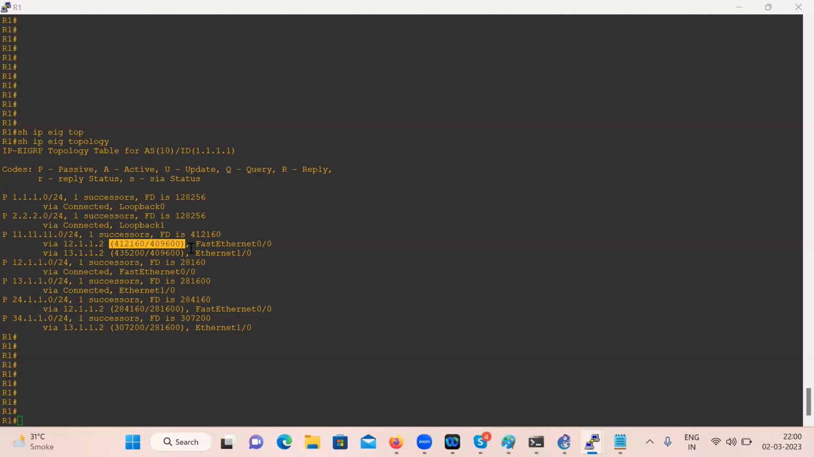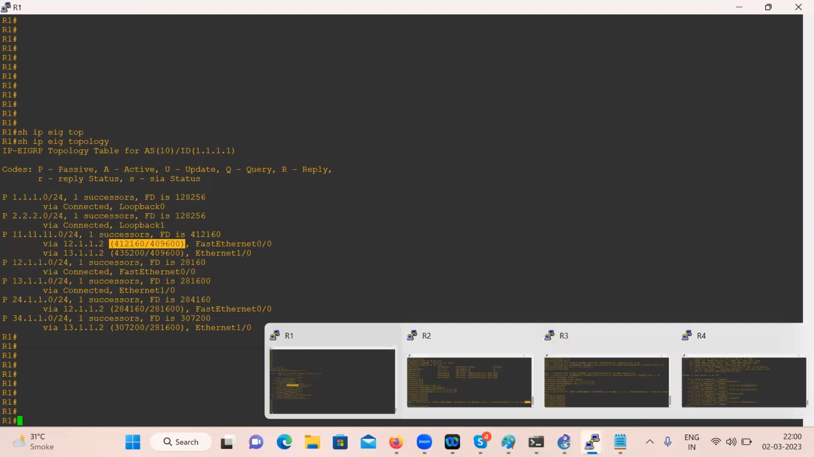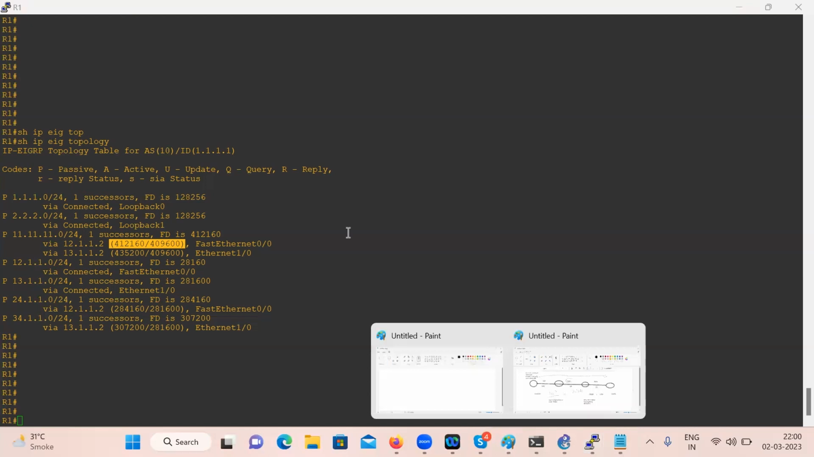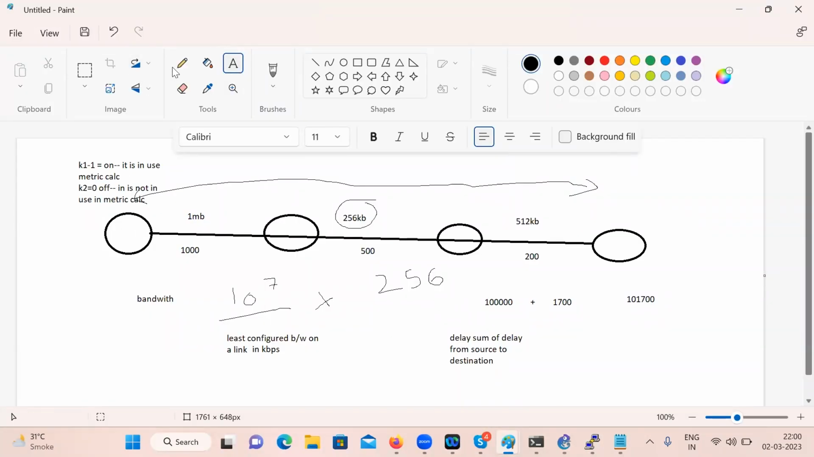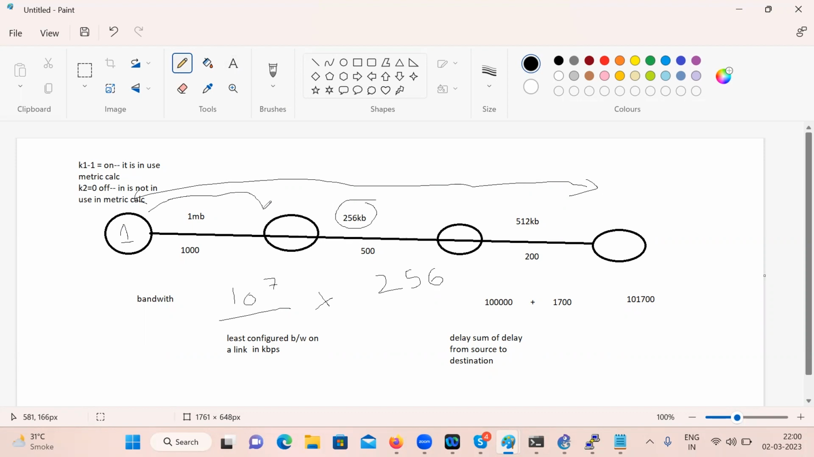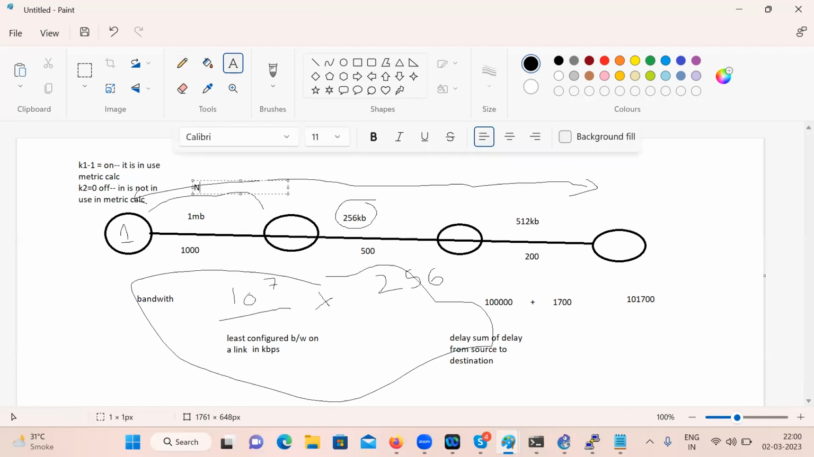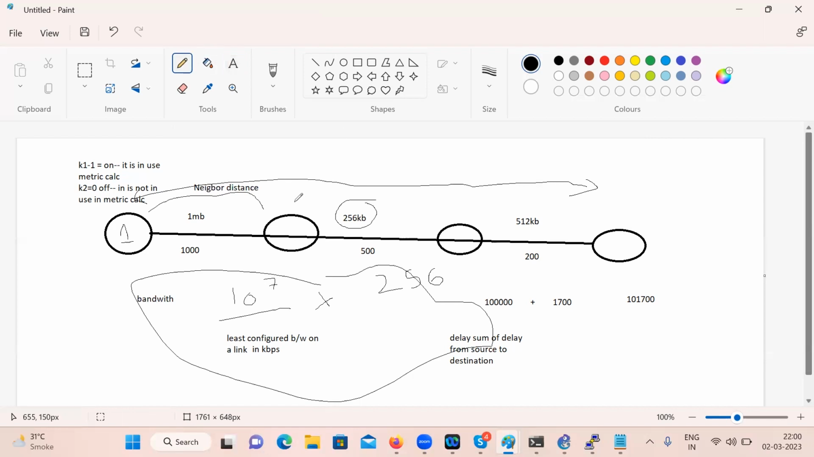Okay, sorry. So the first value is the feasible distance and the second value is the advertised distance. Now, what exactly does it mean? Let me show you. If you calculate from router 1 to router 2, according to this calculation, whatever value you are getting from router 1 to router 2, that distance value is known as what? Neighbor distance. That distance is known as neighbor distance.